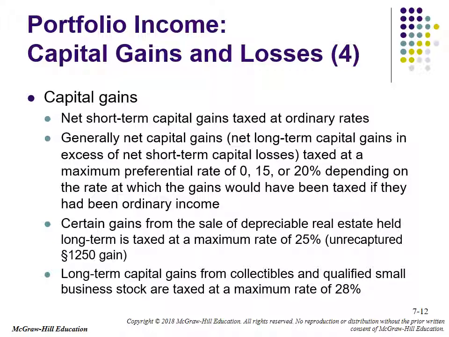If you're in the 0 or 10% bracket, you don't pay any income tax on that $2,500 gain. However, if you're in the 25, 28, 33, or 35%, 15% tax on that $2,500. 39.6, you're paying 20%. Okay, so that's what they're talking about there. In future chapters, we'll talk about those other 2 bullets.